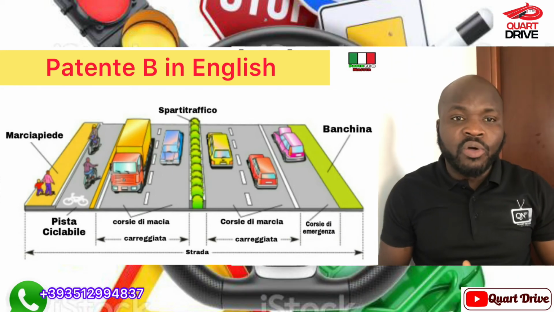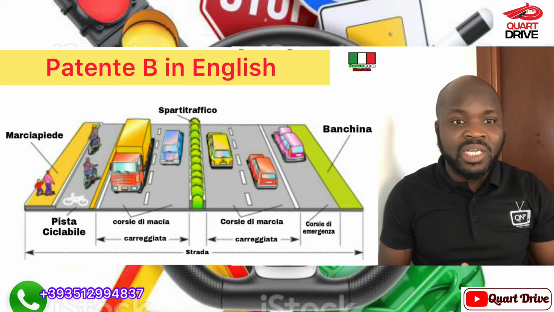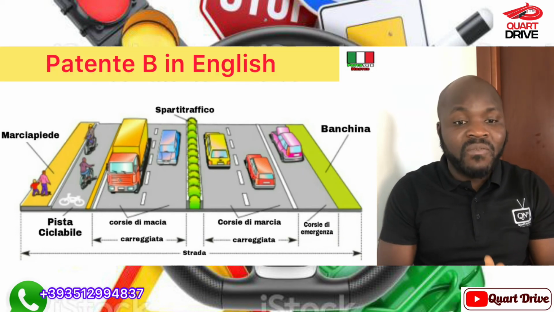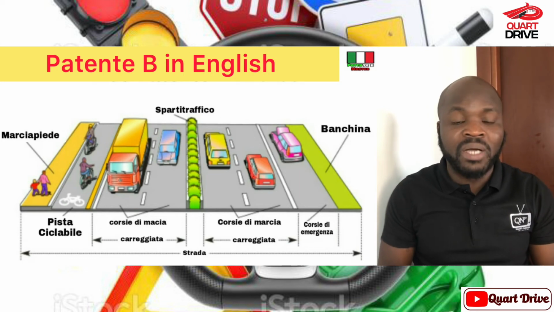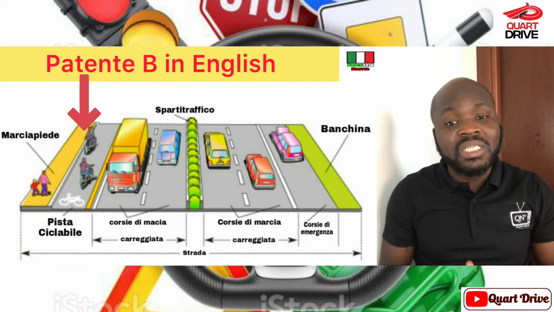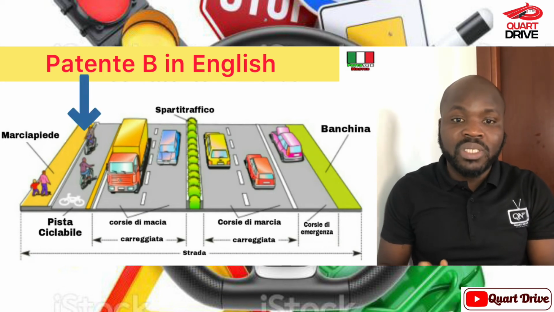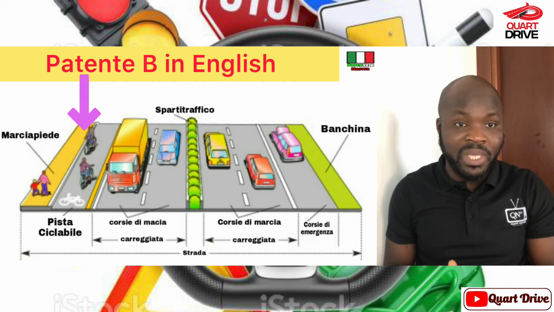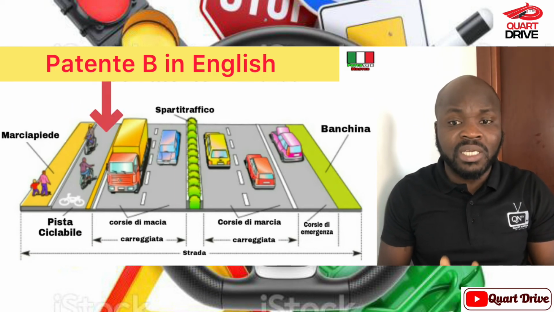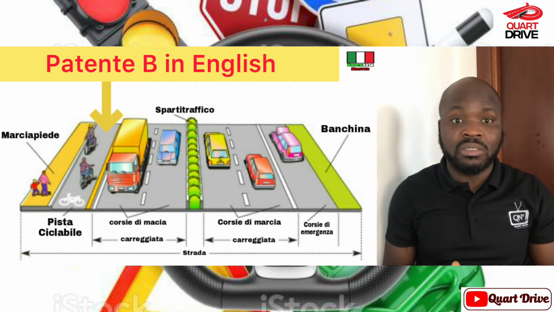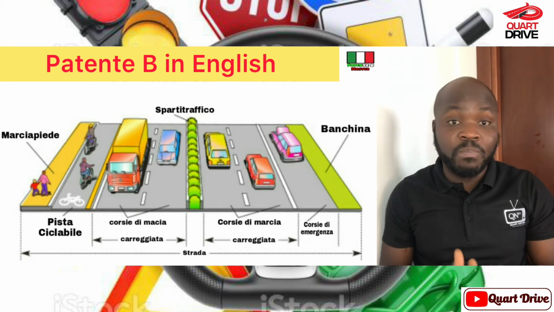So as you can see on the screen, the road, which is La Strada in Italian, consists of many parts, and we have the road being divided into many parts. The first part of the road is what? The marciapiede, which is the place that people normally walk, the footpath for human beings to walk. And when you talk of the pista ciclabile, it's the place that is mainly for the passing of bicycles. That is what we call pista ciclabile.